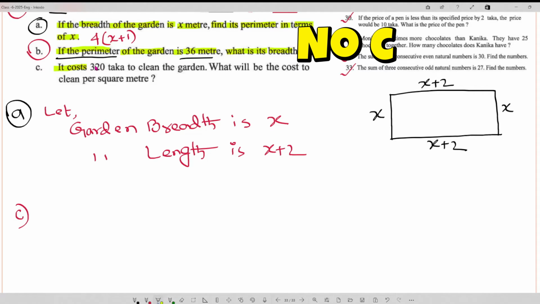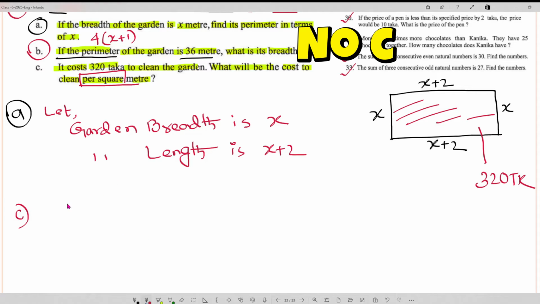it cost 320 taka to clean the garden. What will be the cost to clean per square meter? Look, here is two things. First, whole garden need to clean 320 taka, and here is mentioned per square meter. Per square meter, it means square is a unit of area. Therefore we have to find out first area.